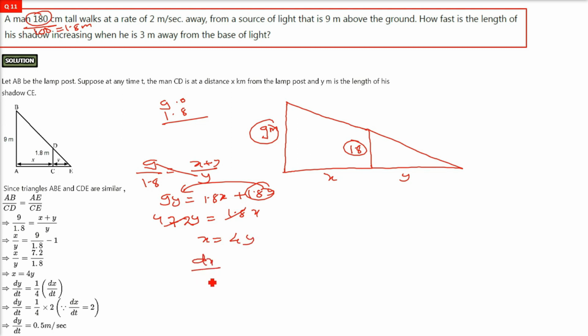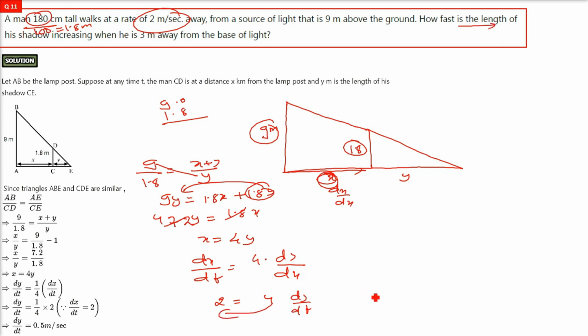Let us differentiate. dx by dt is equal to 4 dy by dt. Now this is 2 meter per second, he is walking away. So dx by dt is given, which is 2 in this case. 2 is equal to 4 into dy by dt. We are interested in dy by dt, because the length of the shadow is increasing at dy by dt. So dy by dt is 2 by 4, which is 1 by 2, which is 0.5 meter per second.